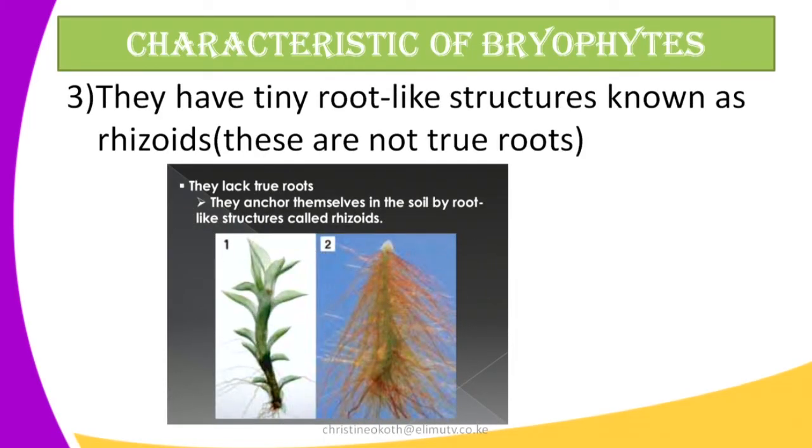Another characteristic of bryophytes is the fact that they do not have true roots. So they have tiny root-like structures which are known as rhizoids. These are not true roots. Looking at our illustration, we have a display of the rhizoids. So they anchor themselves in the soil by root-like structures which are called rhizoids. In number 2 there, you can look at the structure; that is what we call the rhizoid. They are the false roots in the bryophytes.